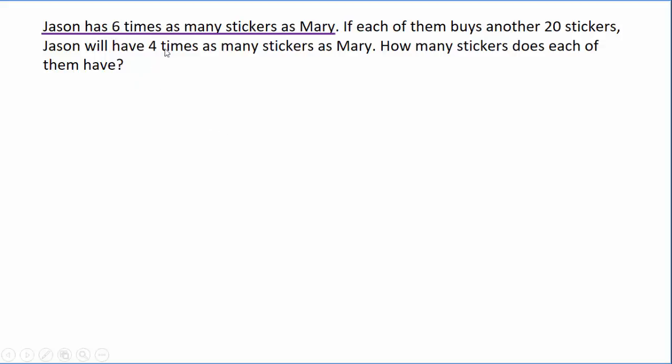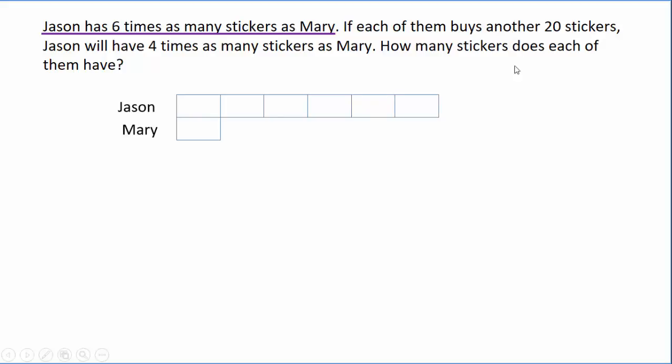First, Jason has 6 times as many stickers as Mary. That's our first information. Let's draw models for that. Mary is the reference because Jason has 6 times as many stickers as Mary. Whatever comes after "as many as" becomes the reference. Mary is 1 unit. Jason would have 6 times of that. So he has 6 units.